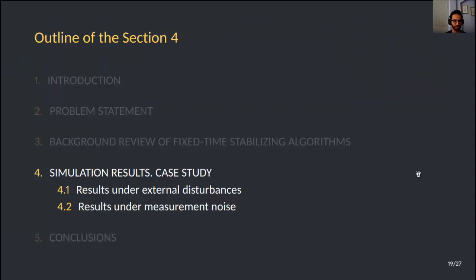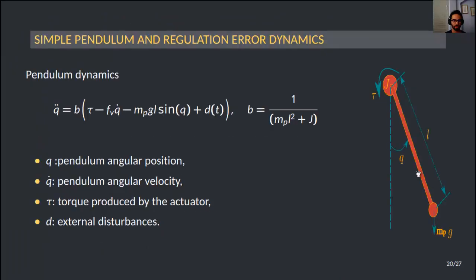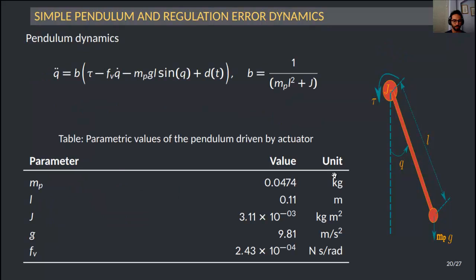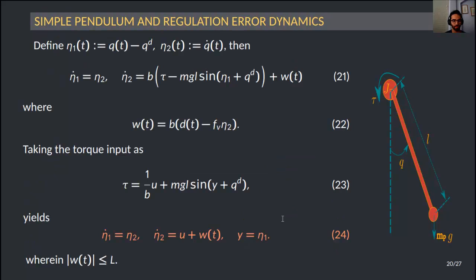This section is devoted to the simulation results using the pendulum system, as I'm showing here in this figure, where the parameters are shown in this table. If we define the regulation errors eta 1 and eta 2 as I'm presenting here, then the dynamics can be transformed into equation 21, where W is the signal disturbance. It's given in 22. If we take the torque input as in 23, the resulting system dynamics 24 is consistent with the one needed for the application of the three previously reviewed controllers.